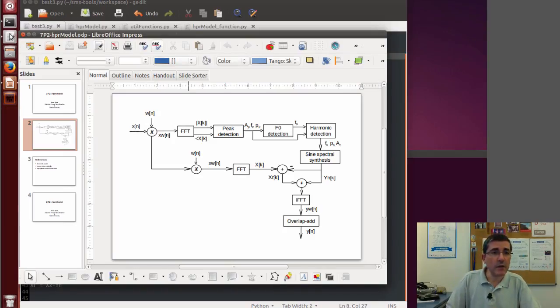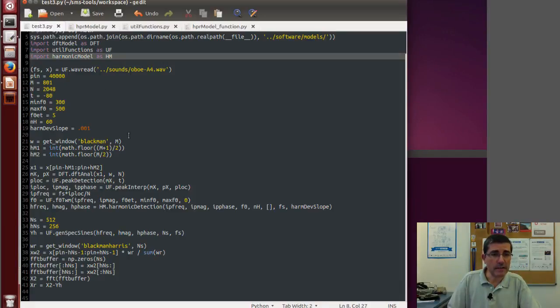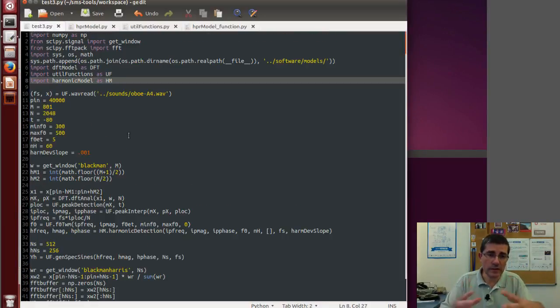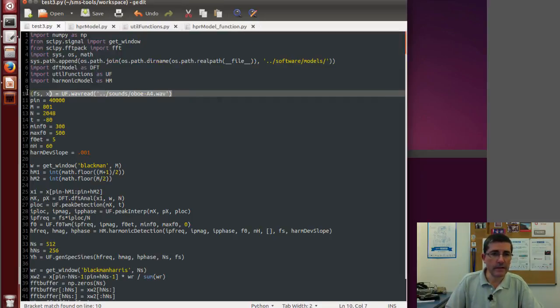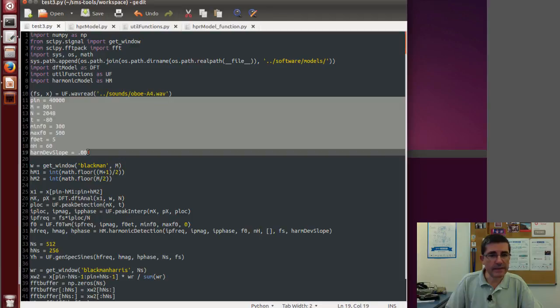So let's look at some code that I wrote to show this in a concise way. I wrote some code that just does it for one single frame. First we import all the packages that we need for this analysis. Okay, we already have seen all of these packages, and then we read a sound file. So we're going to start from the oboe sound, the A4. And we need to specify some parameters.